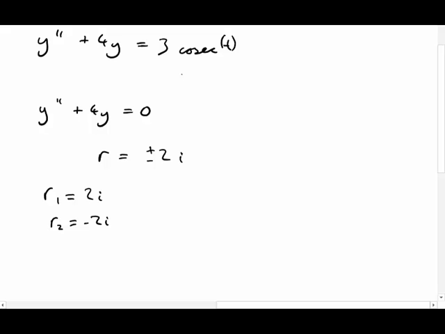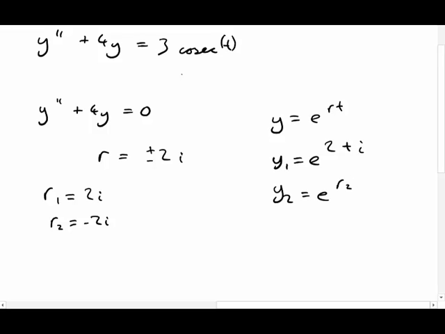Remember, when we've got a homogeneous case like this, we look for a solution of the form y equals e to the rt. So that means y1 is going to be e to the r1 times t. Well, r1 is 2i, so I'm just going to write that as e to the 2ti. And then y2 is going to be e to the r2 times t.